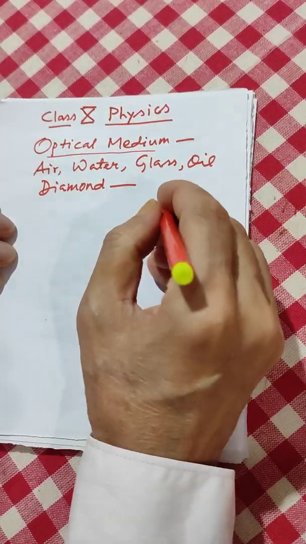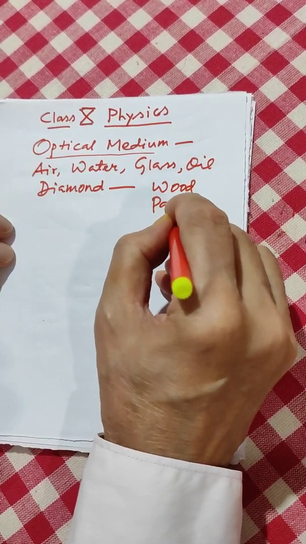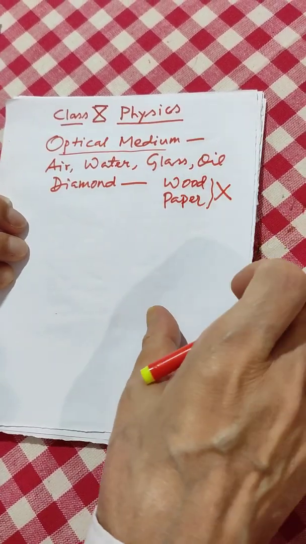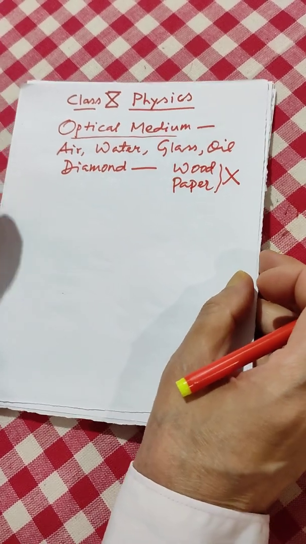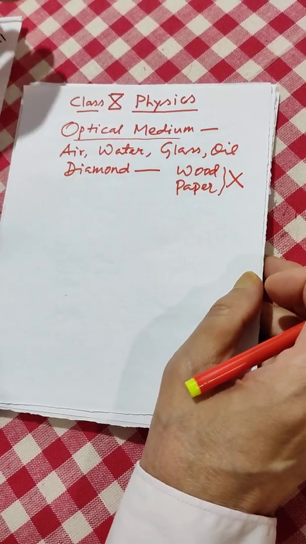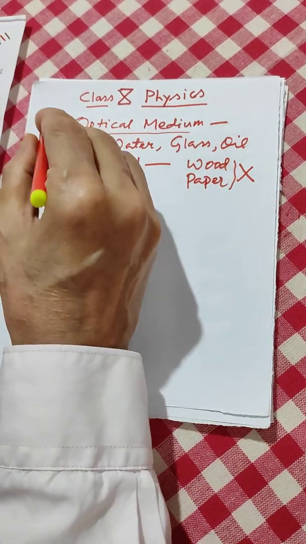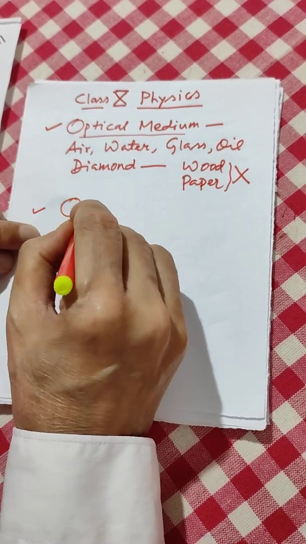Now wood is not optical medium. Wood, paper, so these are not optical medium. They are not optical medium because through wood, through paper, light cannot pass. So optical medium is one through which light can pass. It must be transparent. Okay. Then let us see the next important term, that is optical density.